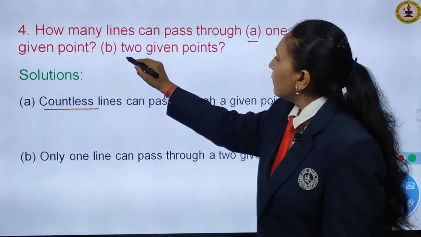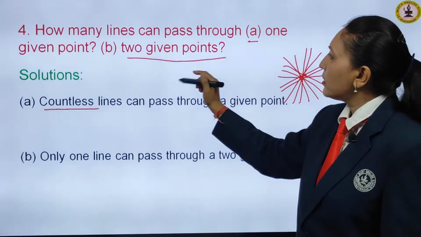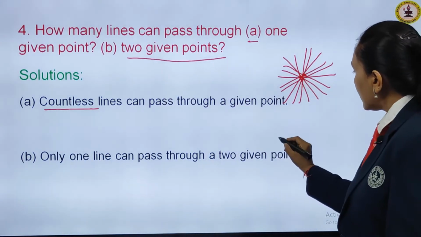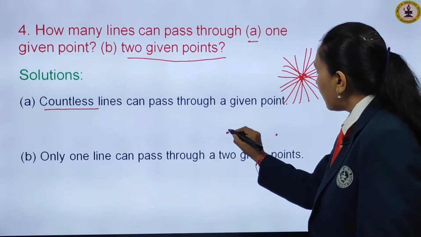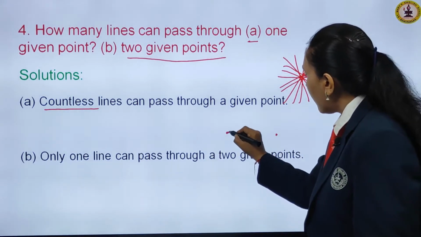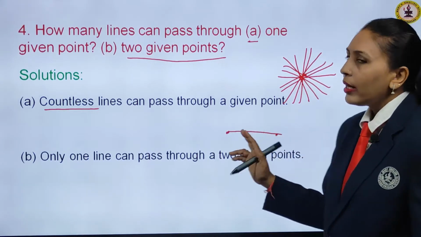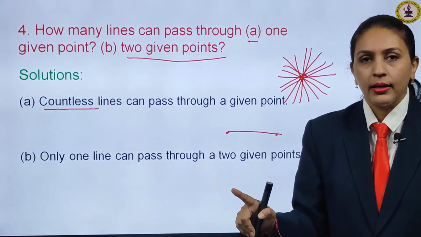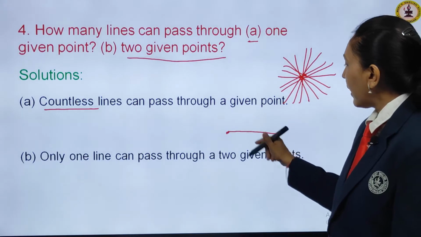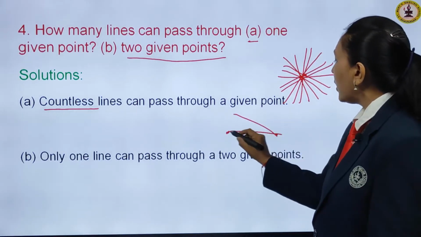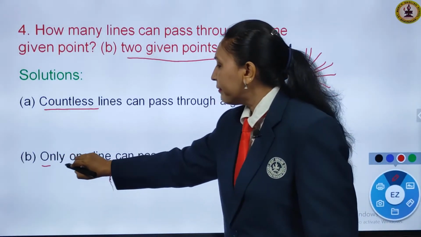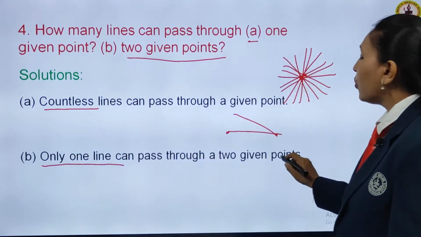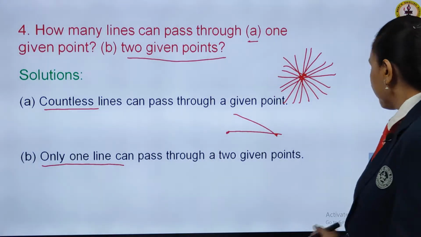Now what is the second? How many lines can pass through two given points? Now let us see what about 2 points. Suppose this is one point and this is the second point. Now if I draw a line connecting these two, I can have only one line, children. I cannot have more than that because the points are only 2 points. So only one line can pass through the two given points.